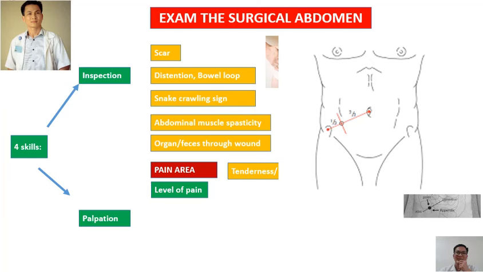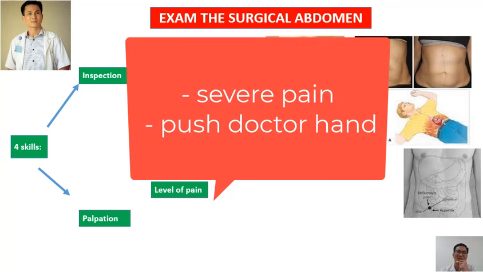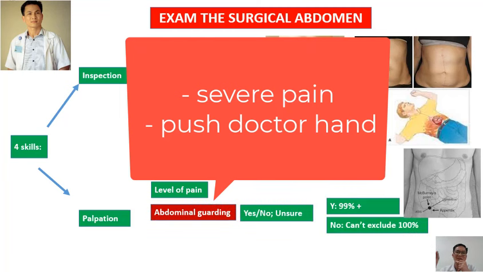Also, while palpating the abdomen, we have to determine the level of pain. As previously mentioned, a patient showing severe pain and reflexively pulling the doctor's hand away during superficial palpation indicates a higher level of inflammation and increases the suspicion of a surgical abdomen. Conversely, less pain during deep palpation may suggest a lower likelihood of surgical abdomen.